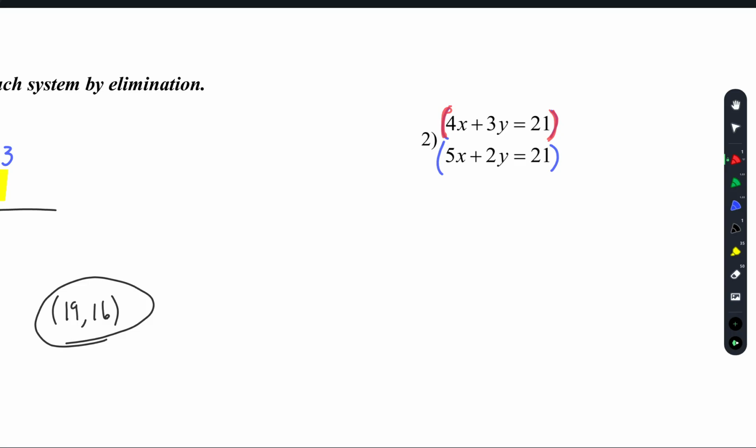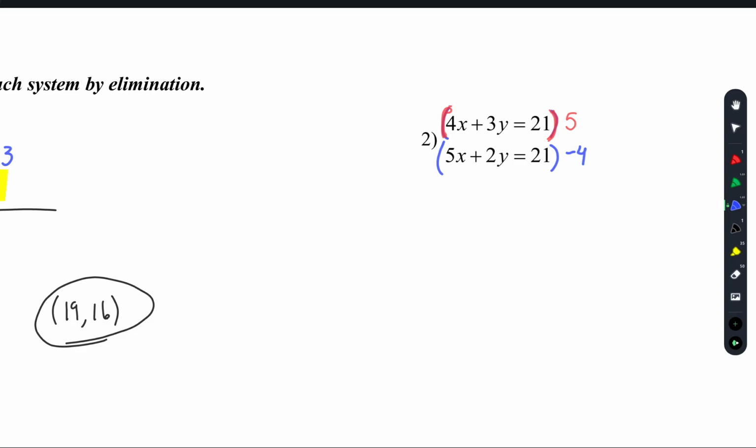So for this top one, I need 4 and 5. What is that, 20? They both go into 20. So I'm going to multiply this top one by 5, and let the top one be my positive one. And then my bottom one, I'm going to multiply by -4 because then it'll give me my -20. And the rest of this equation is just collateral damage.